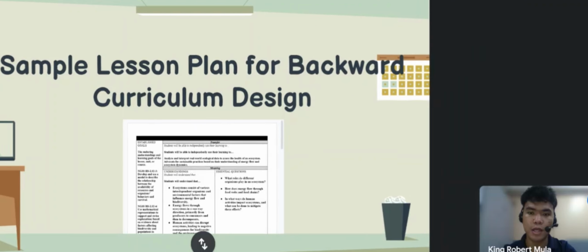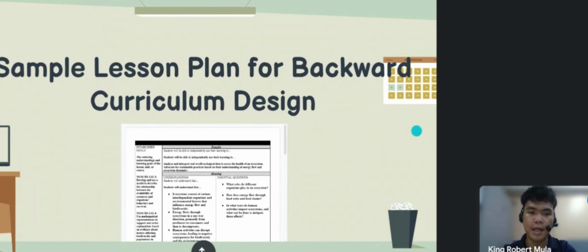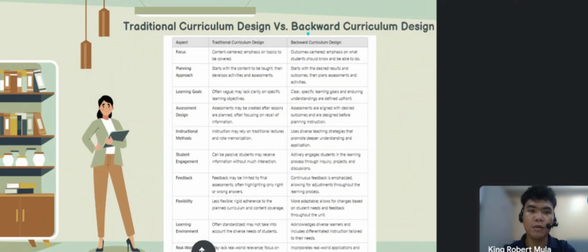Now let's discuss the traditional and the backward curriculum. In terms of focus, the traditional curriculum design is content-centered, emphasizing the topics to be covered. However, the backward curriculum design is outcomes-centered. There's a lot of information that we need to read.